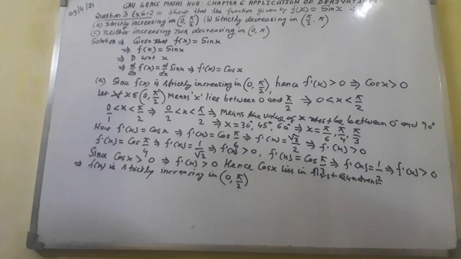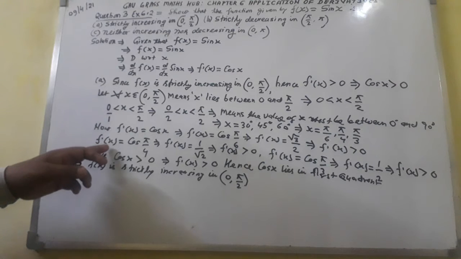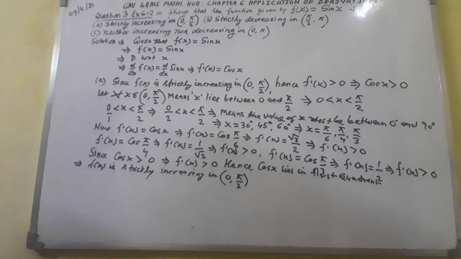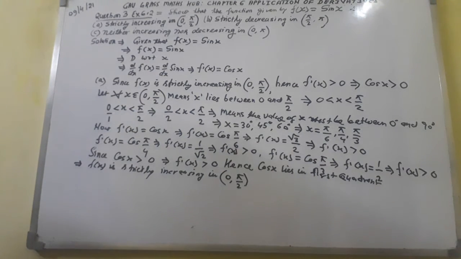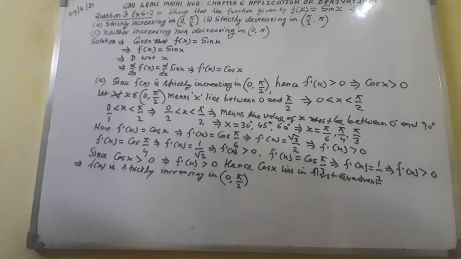f dash of x is greater than 0. Again f dash of x is equal to cos pi by 4, f dash x is equal to 1 over root 2. f dash of x is greater than 0. Again I shall write f dash of x equal to cos pi by 3. Cos pi by 3 means cos 60 degree. f dash x equal to 1 over 2, which implies that f dash of x is greater than 0.